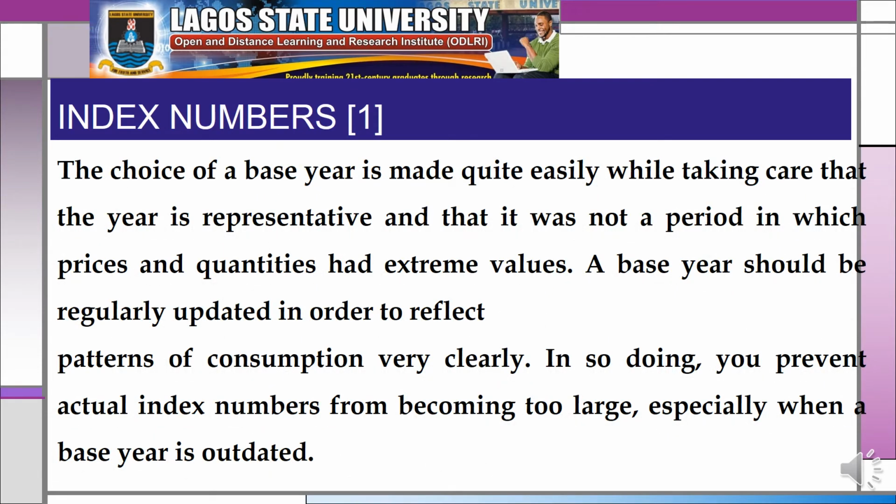The choice of a base year is made quite easily, while taking care that the year is representative and that it was not a period in which prices and quantities have extreme values. A base year should be regularly updated in order to reflect patterns of consumption very clearly. In so doing, you prevent the index number from becoming too large, especially when a base year is outdated.